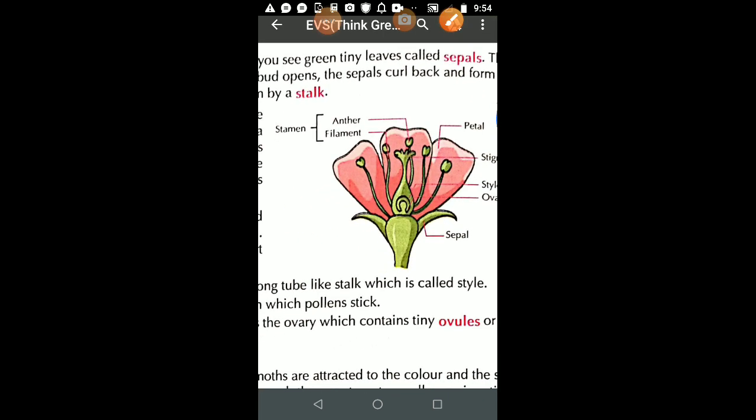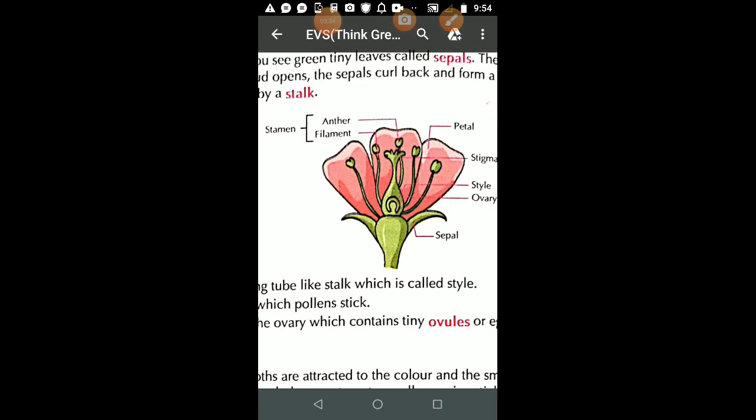Now see student, stamen has two parts, anther and filament. This thread like structure, which is the filament, supports the anther. And what is inside the anther? Pollen grains. Pollen is inside the anther. Is it clear?